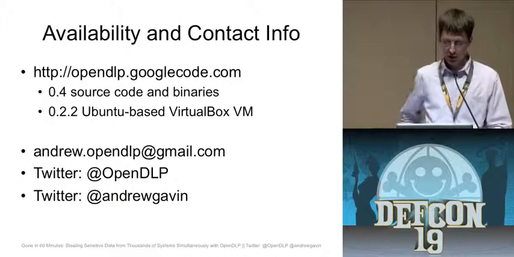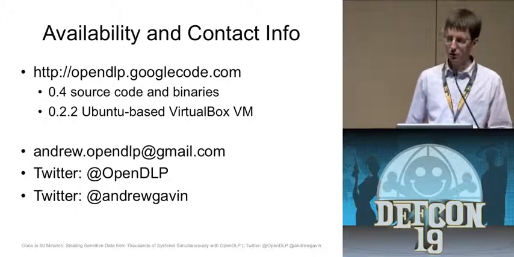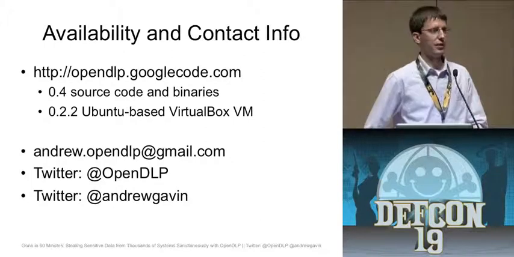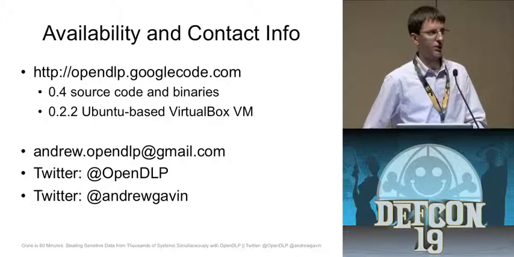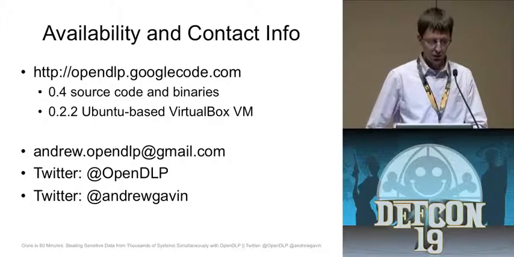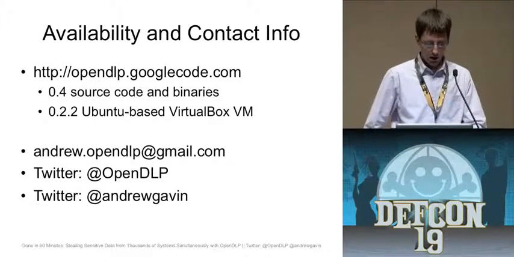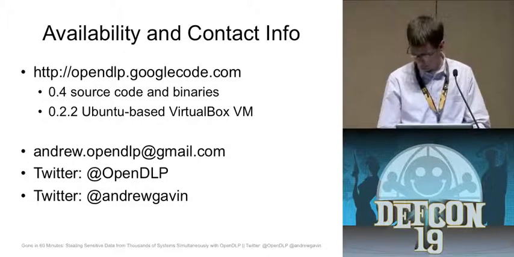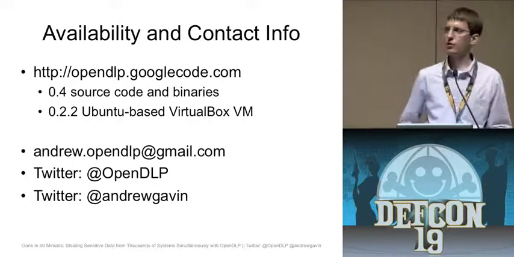But this is the project page. It's on Google Code, and the current version is 0.4, and it's a bit of a pain to install, so I made a VM about a year ago. The VM is a little outdated. I'm going to update it in the next few weeks, but it's based on 0.2.2. It's easy to upgrade. And then my contact info is there. And I believe we have maybe 5 minutes for questions if anybody wants to ask.